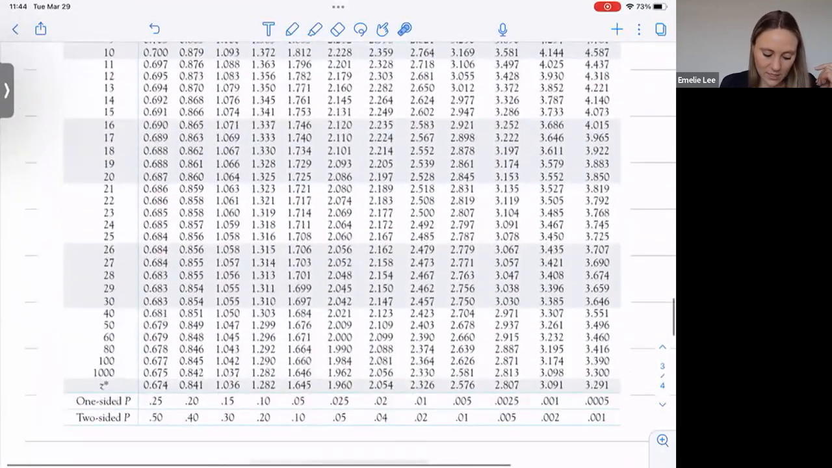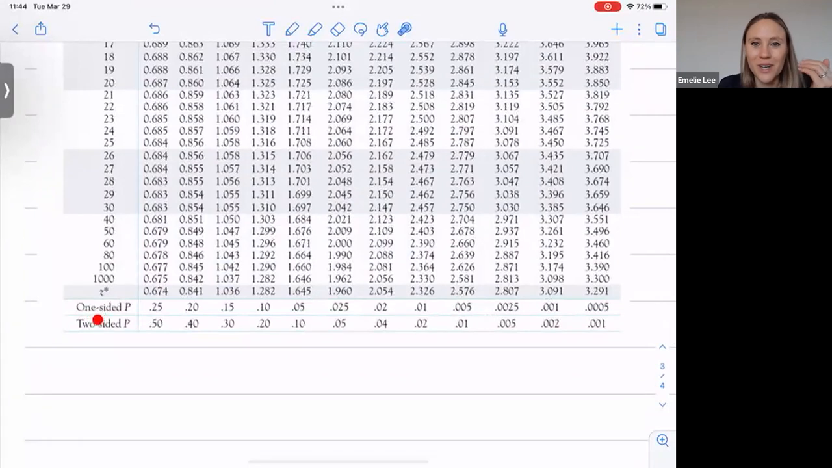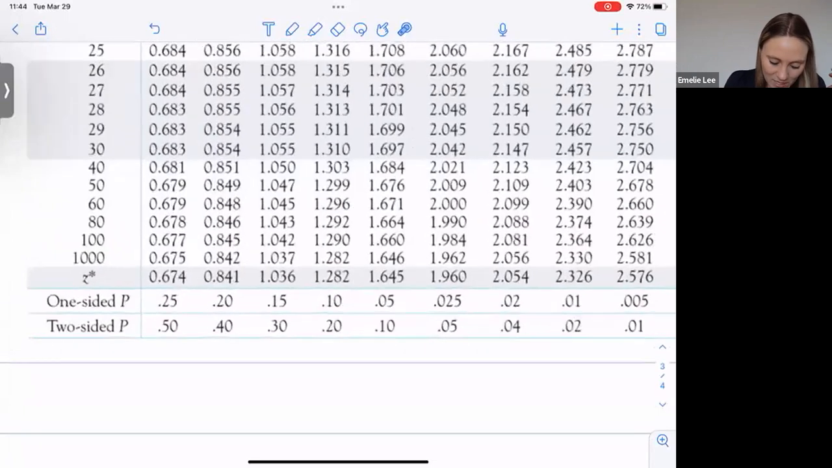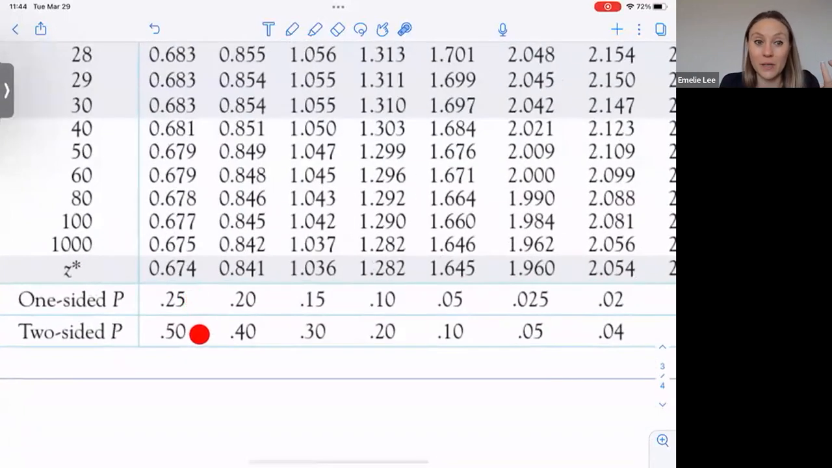But I also like, and we haven't paid attention to this before, that it has the one-sided P and the two-sided P. Remember before, for proportions, if you had a two-sided test, which means you have a not equal to sign in your alternative hypothesis, then you had to find your one-sided p-value and multiply it by 2. That's not a lot of work. Notice here, the one-sided p is 0.25. If you multiply that by 2, you get 0.5. Okay, 0.2 times 2 is 0.4. They're just multiplying by 2.